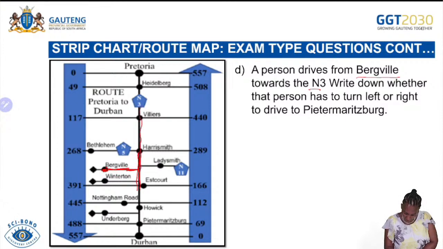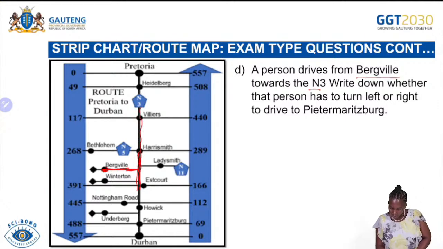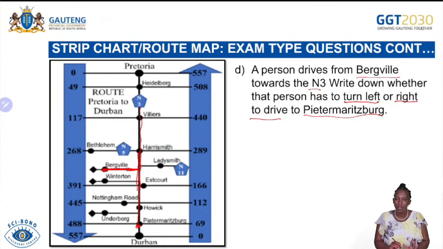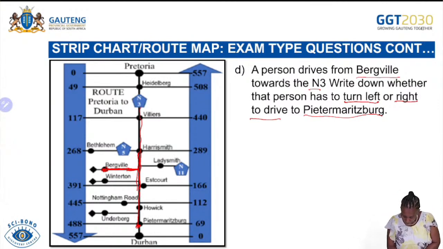Here is our N3. Now the question says, write down whether that person has to turn left or right to drive to Pietermaritzburg. Now, boys and girls, this person is traveling from Bergville. They want to join the N3 and then go where? Here is our Pietermaritzburg. Remember I said where you'll be facing, that's where your north will be. So this person, here they are.